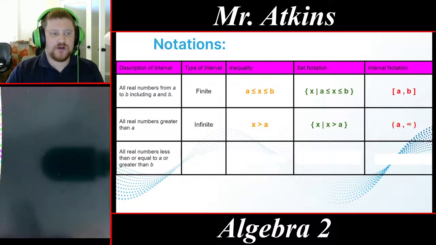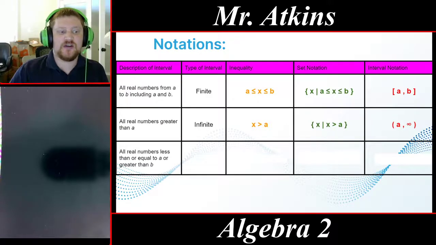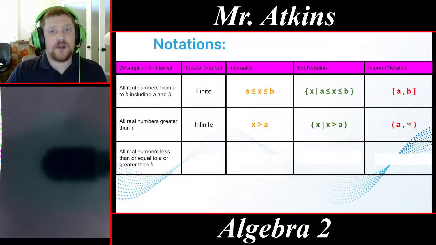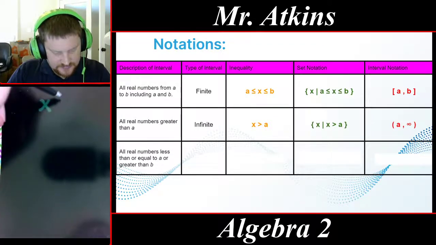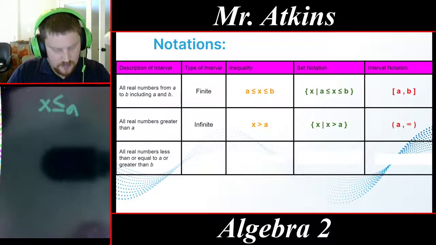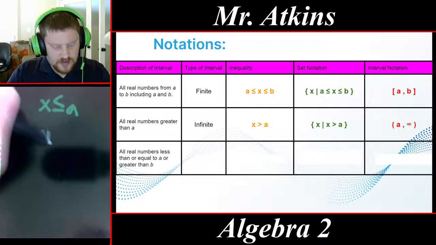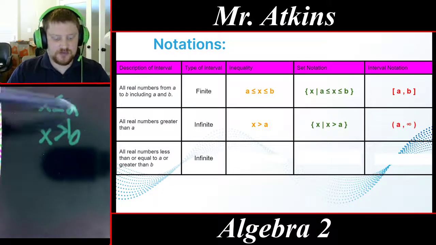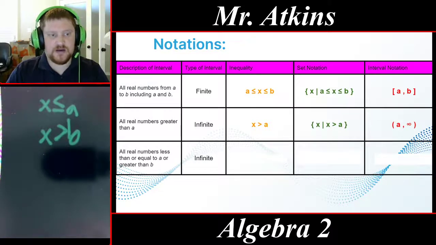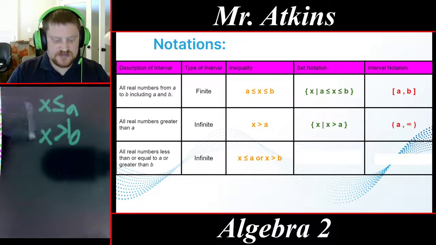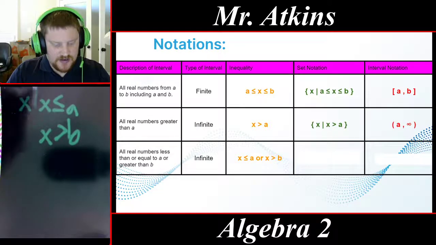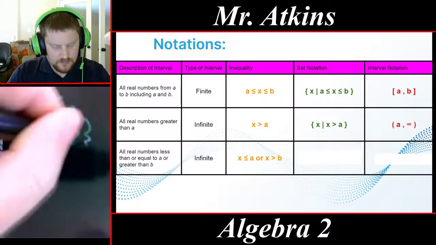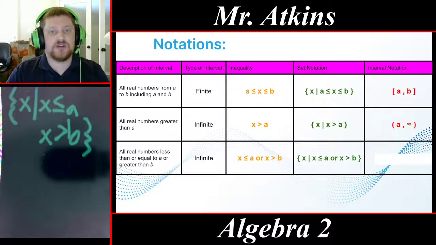Now, our last one here is all real numbers less than or equal to A or greater than B. Well, less than or equal to A, so x is less than or equal to A, or x is greater than B. Again, that's infinite because we keep going to the left here, we keep going to the right here, and it looks exactly the same. Once again, if you put the letter x and a bar and enclose it in brackets, you get your set notation.